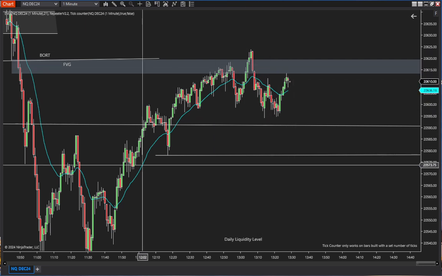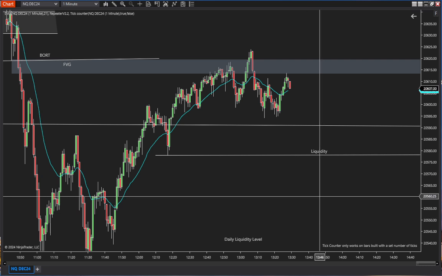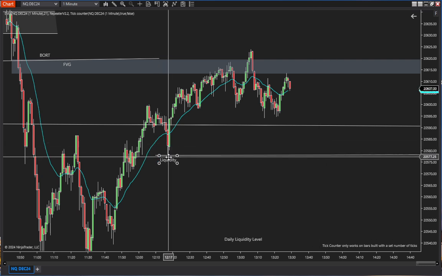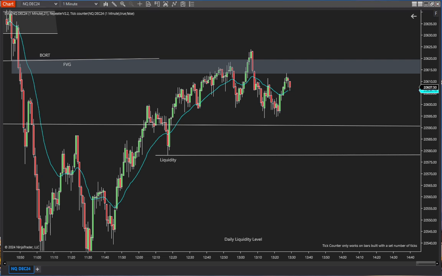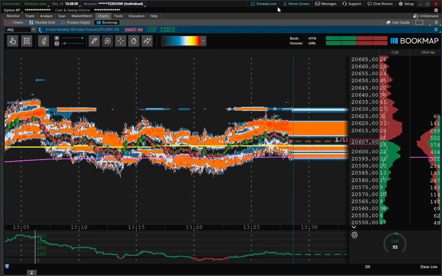So from here, I'm looking for this level here. I'm looking for this liquidity. And I look for this liquidity to get taken out prior to moving higher. And with that being said, that's when I go over to Bookmap, right? I go over to Bookmap and I start watching these levels. See if I can get my chart over. Once you have these swings, look for these levels, right? What are we looking for?